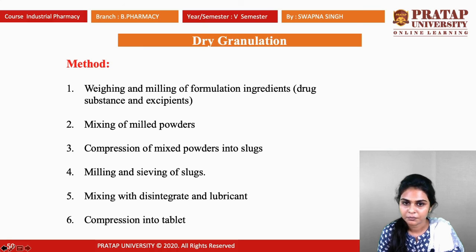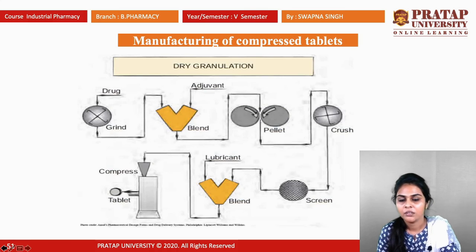After preparing the slugs, we again mill and sieve them, then add some disintegrant and lubricant and mix properly. After mixing, the tablets are compressed using a tablet press. So this is the diagrammatic process of dry granulation.